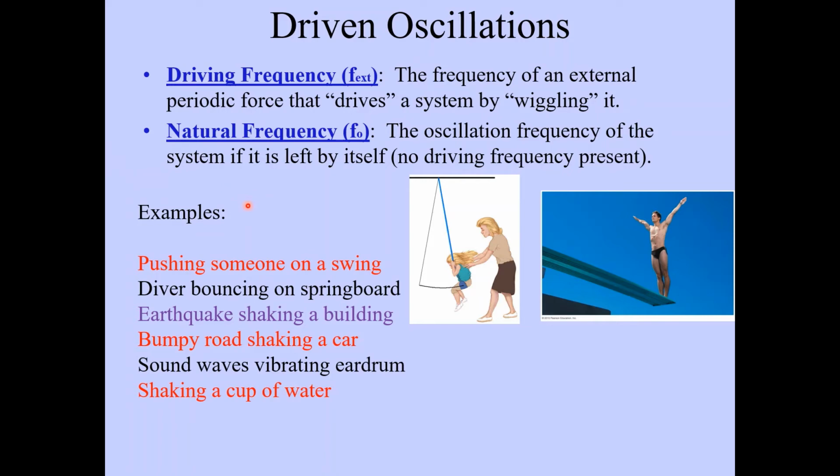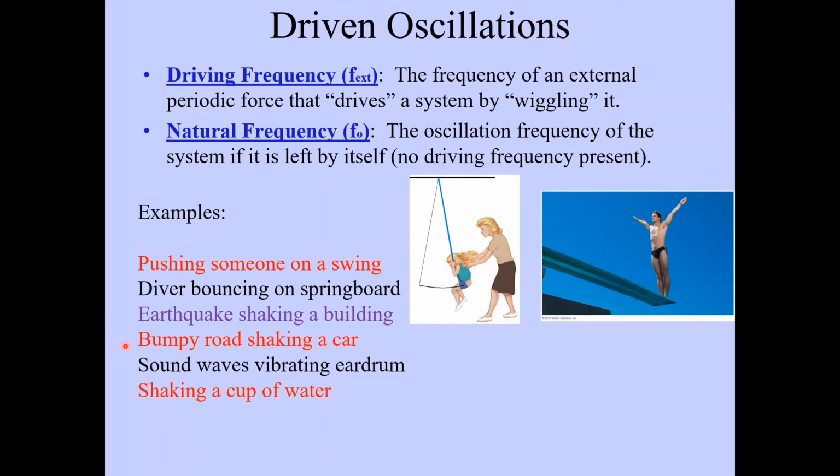So to make this very clear, here are some examples that are pretty common. When you push someone on a swing like this, the person here is the driving force that's going to be pushing the child at some frequency. And we'll talk about resonance soon. When a diver jumps up and down on the springboard, that's the driving frequency. An earthquake has its own frequency as it shakes through the ground, and when an earthquake shakes a building, for example, the earthquake is producing the driving frequency.